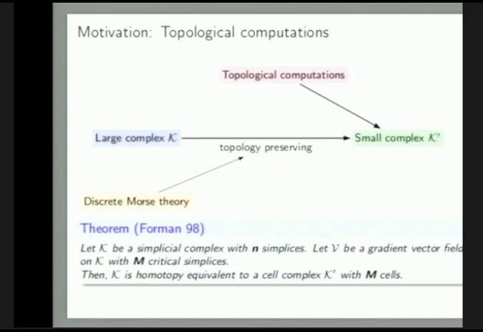This is because of the following theorem by Forman. You start with a simplicial complex K with n simplices, and let V be a gradient vector field on K with m critical simplices. Then K is homotopy equivalent to a cell complex K prime, and K prime has only m cells. So you may start with a simplicial complex with n simplices, and you will end up with a much smaller cell complex K prime with m cells. If you're lucky, this is fast, and also m is very small compared to n. But because it's hard to approximate, you will many times not have this, but when you do, it's very good.